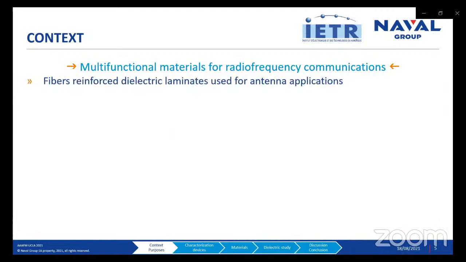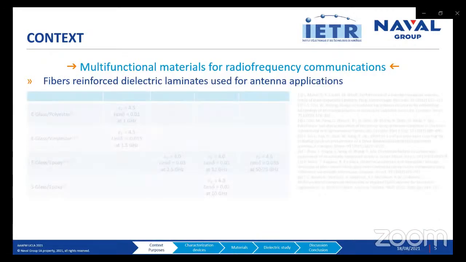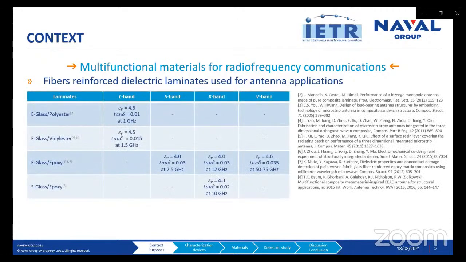However, when we look at the fiber-reinforced dielectric laminates classically used for antenna applications, we notice that these are mainly made of E-glass or S-glass fibers associated with polyester, vinyl ester, or epoxy thermosetting resins. We note that these materials have a relative permittivity around 4 and a dielectric loss tangent always higher than 0.01. These values are given between 1 and 75 GHz and could be relatively high for electromagnetic wave transparency.